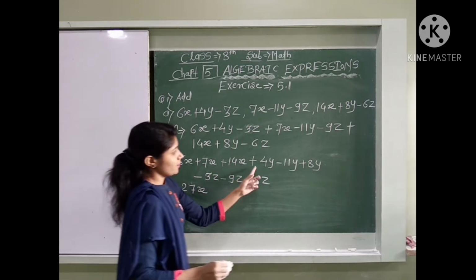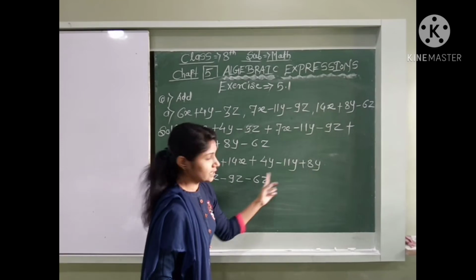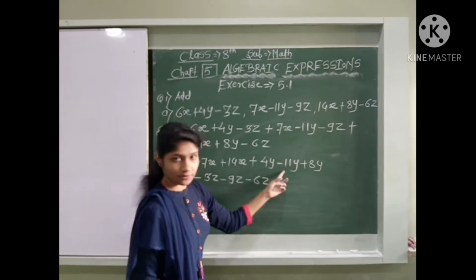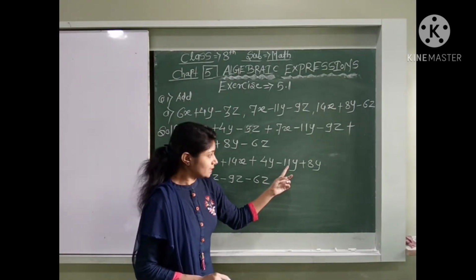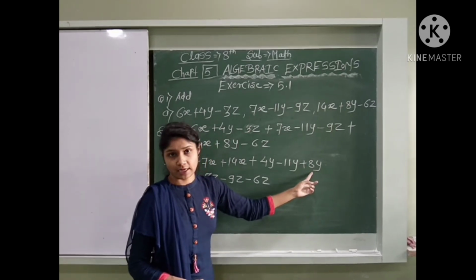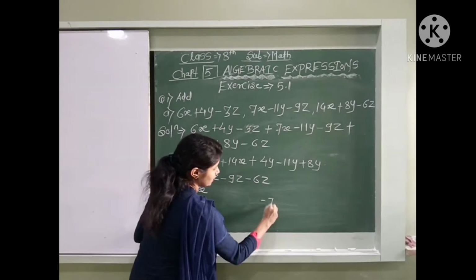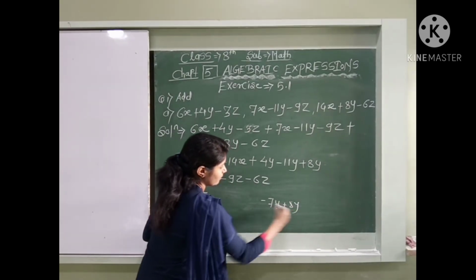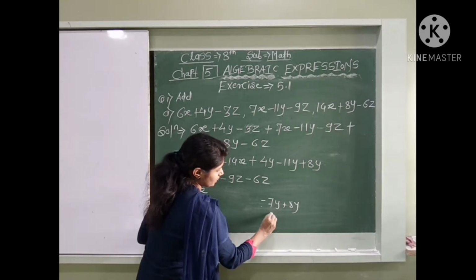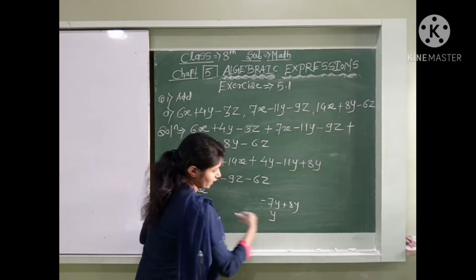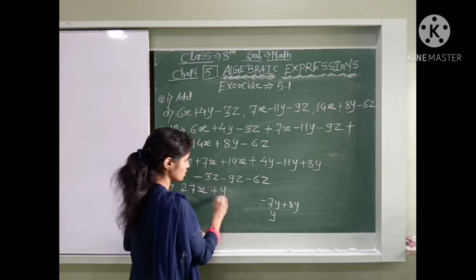27x. Then now solve the next term. 4y minus 11y, how much? 4y minus 11y is minus 7y. Minus 7y plus 8y. See, minus 7y plus 8y. Minus plus minus, and what is that? It's 8 minus 7, how much was it? 1, the y is greater than 0. So what is that? Plus y.